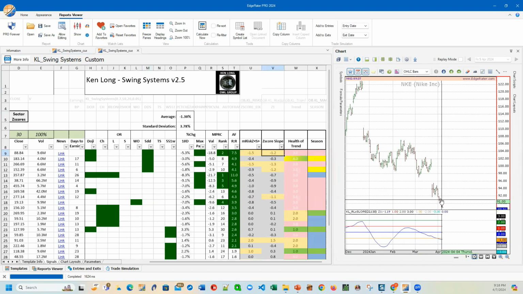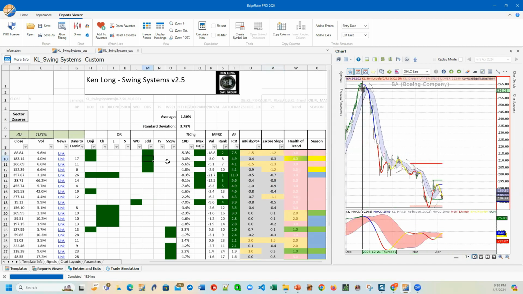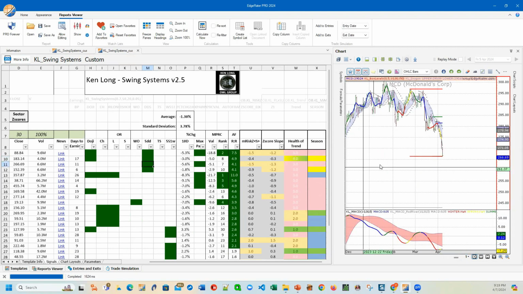So there was 5 days down. Let me see the others. This one is Boeing, BA, and the Helfer trend is going from yellow to green, and the season is yellow. It's 5 days down, and it could potentially reverse. You see the MACD starting to rise. McDonald's also was 5 days down. Looks like it was a 30-day low.